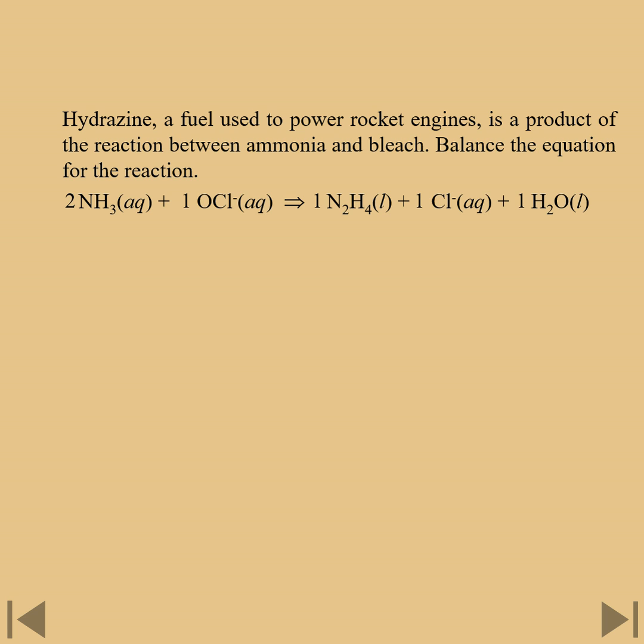We can always double check. 2 nitrogens on the left, 2 on the right. 6 hydrogens on the left, 6 on the right. 1 oxygen, 1 oxygen, 1 chlorine, 1 chlorine. Yep, we're good. It's always good to be able to have confidence.